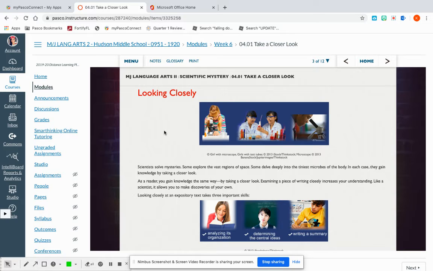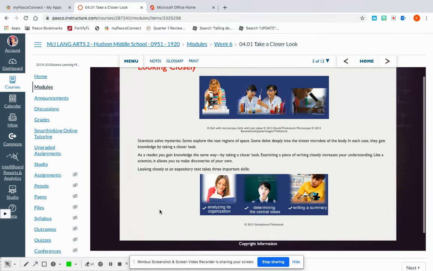So here's the comparison to the scientist. They want you to look closely, just like scientists look at tiny microbes in the body and they use microscopes to take a closer look. As a reader, by taking a closer look, you can examine a piece of writing closely and then it can increase your understanding. It can increase your understanding by analyzing its organization, determining the central or main idea, and once you know these two things, you'll be able to write an objective summary.